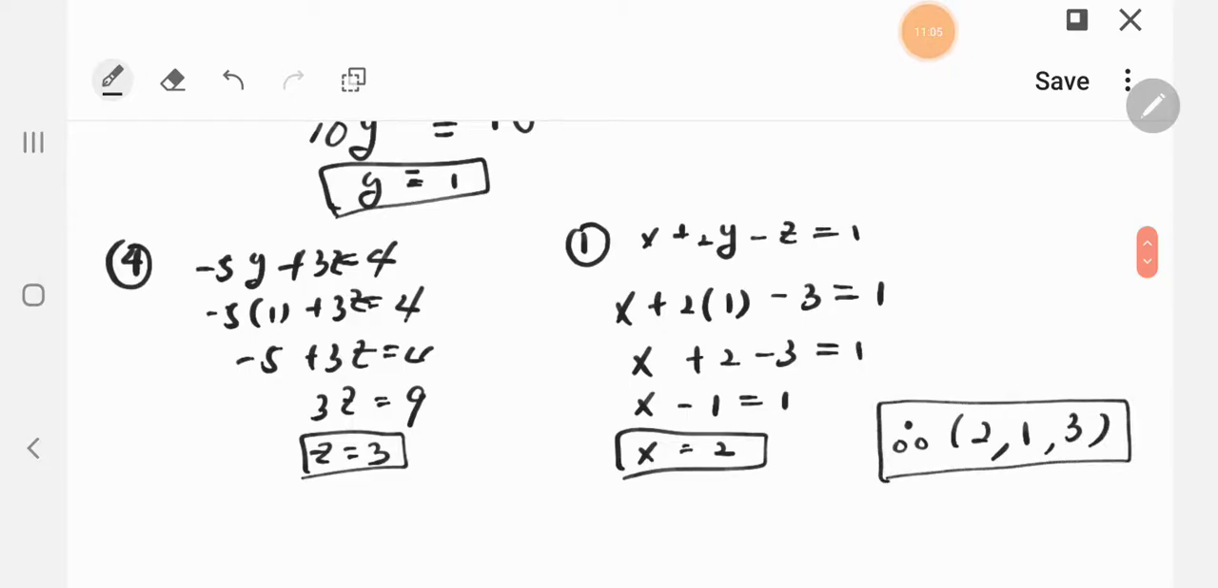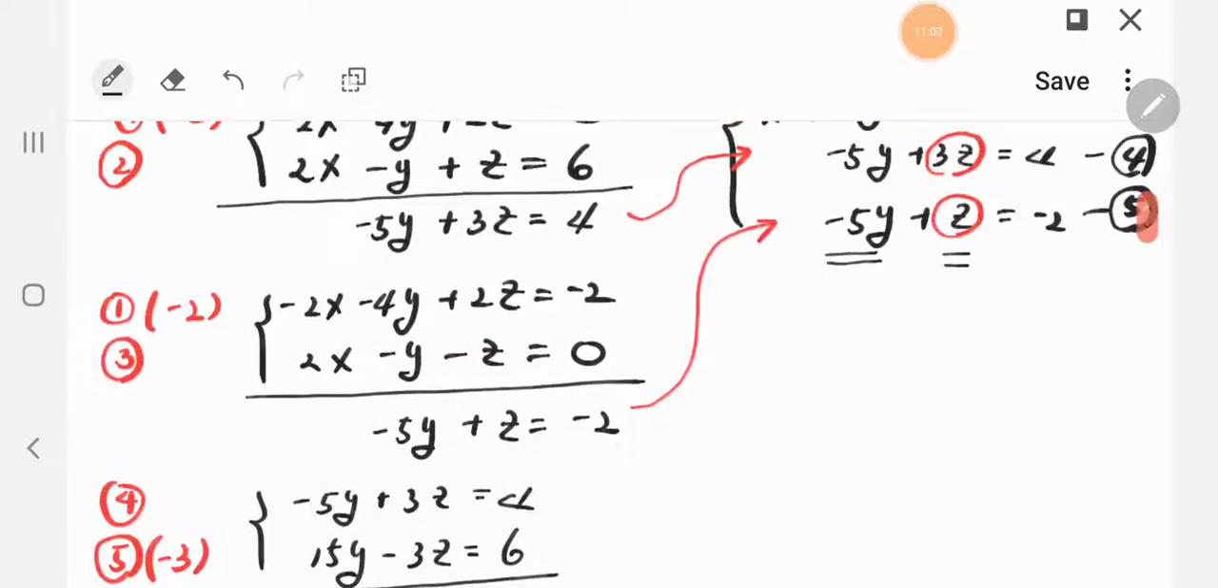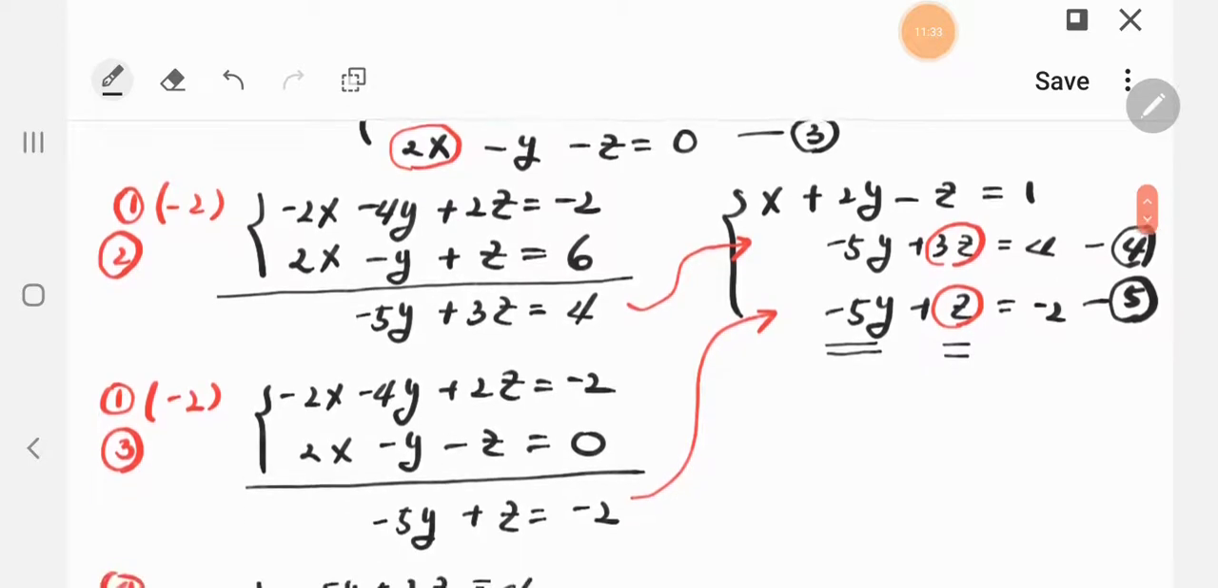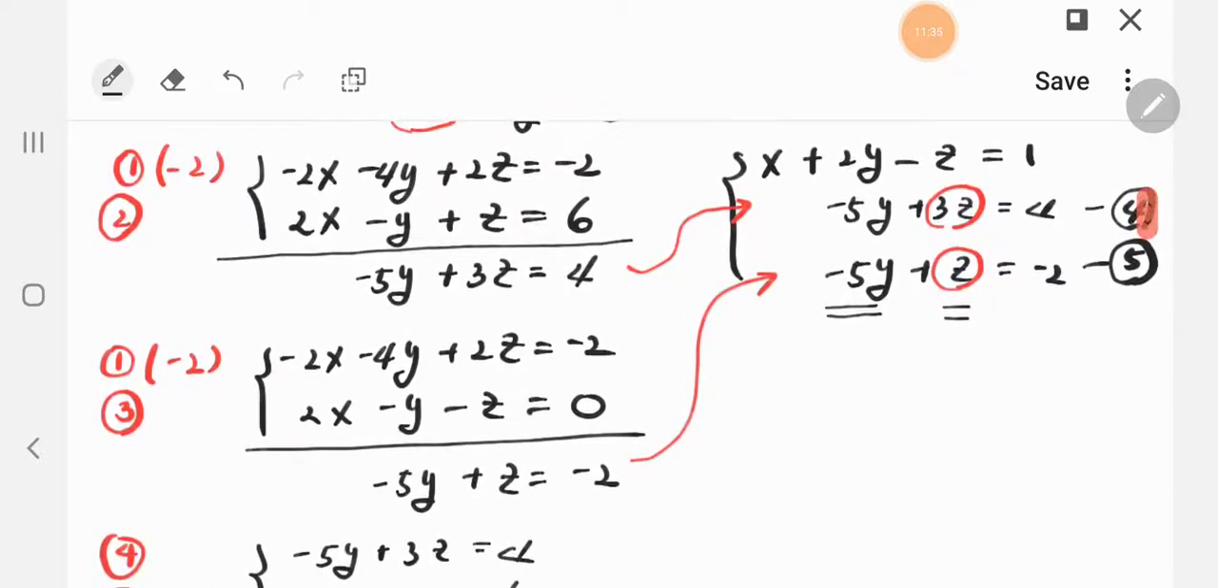That's the solution. Well, in this case, look at this. From equations 4 and 5, we can eliminate y by making the coefficient of y in the fifth equation to be 5. If this is 5, then we can eliminate y. Then the third equation can be replaced by the z value. So there's another method to eliminate y.